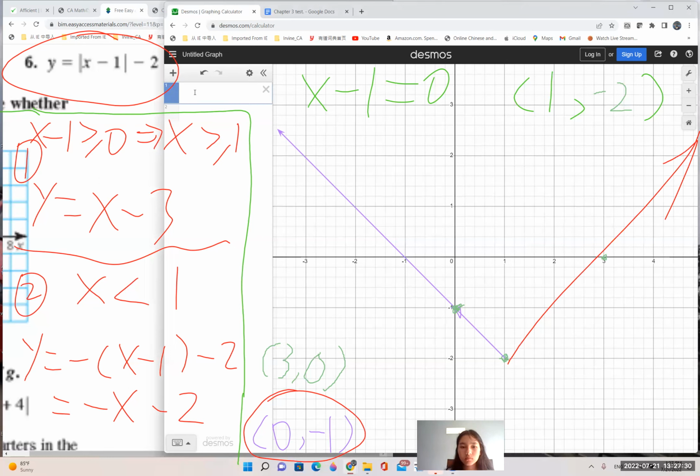When you think you are all done, then you can use Desmos to draw for you. Y equal to ABS of x minus 1, then minus 2, right? You see? They are matched. Then it's well done, right? Okay, could you screenshot this?